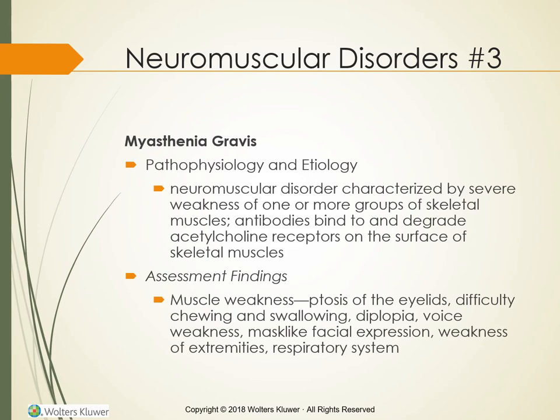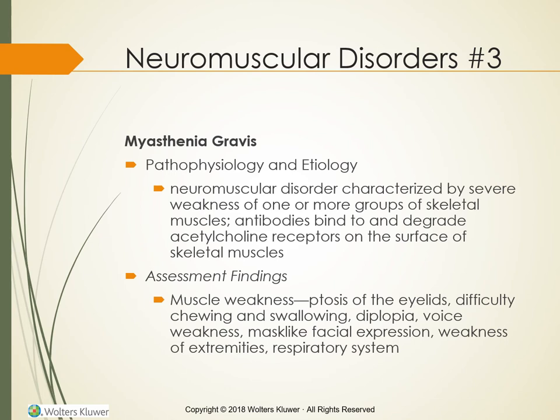Myasthenia gravis. Myasthenia gravis is a neuromuscular disorder characterized by severe weakness of one or more groups of skeletal muscles. Myasthenia gravis is more common in women, but it can affect both genders. The onset of the illness generally occurs during the young adult years.